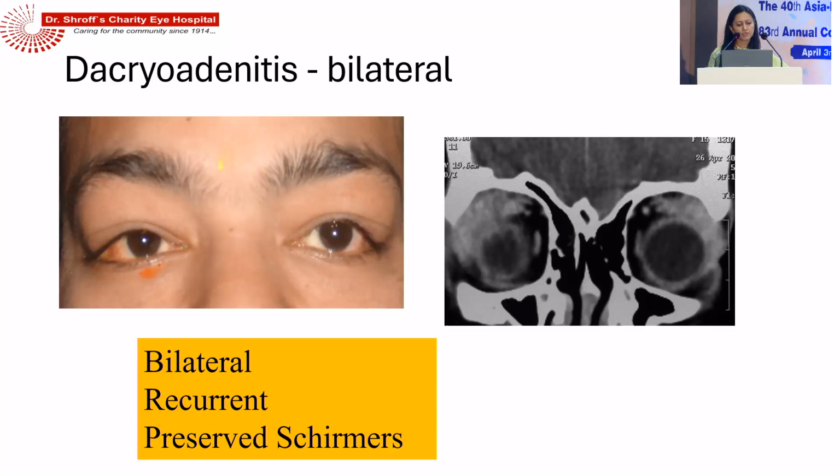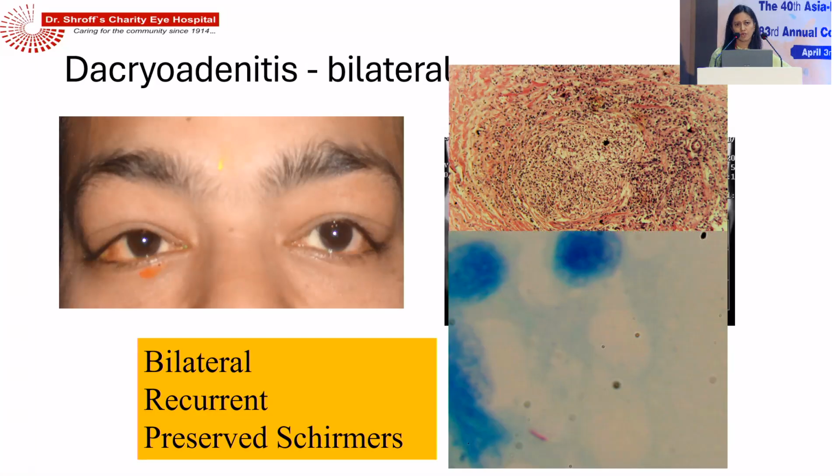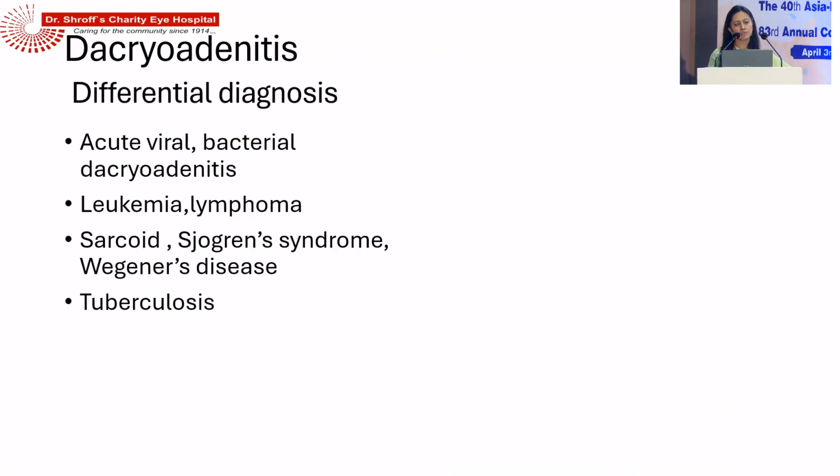Rarely can be bilateral recurrent, but this was a little unusual because this gentleman had bilateral dacryoadenitis, but the Schirmer's was preserved, which is atypical of an idiopathic dacryoadenitis. So we went ahead with the biopsy, and what we found was caseating necrosis, and AFB was positive. So this was a tuberculosis infection which presented like a dacryoadenitis.